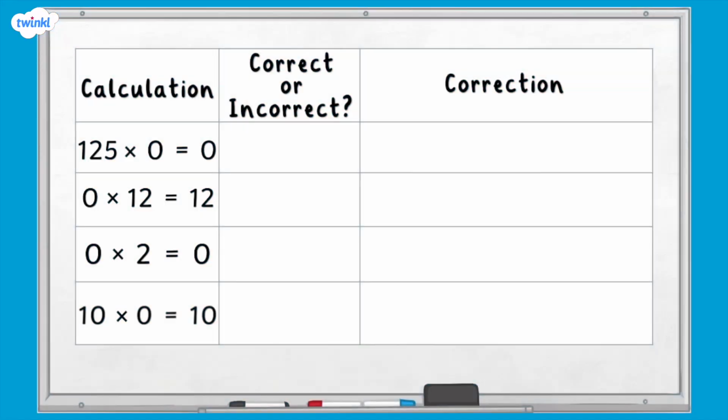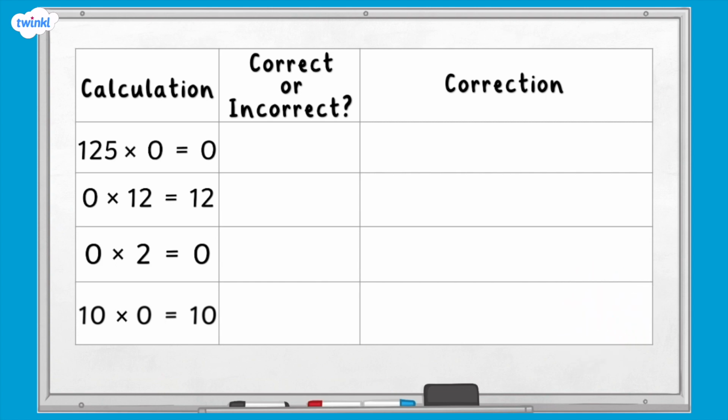Let's see what you've learnt today by completing the last challenge. Take a look at this table. You need to carefully look at the calculation column. In the next column, you need to write whether the calculation is correct or incorrect. If the calculation is incorrect, can you then show the correct calculation? Pause the video here to have a go.